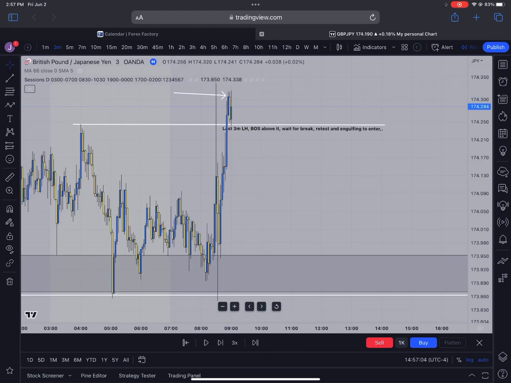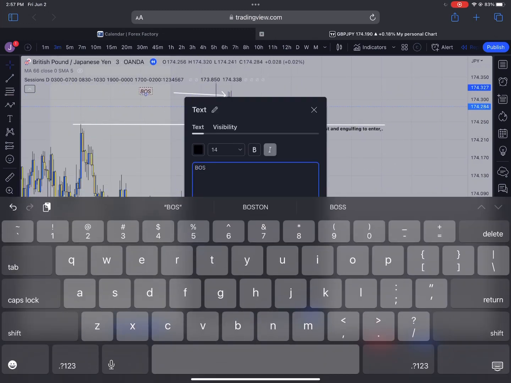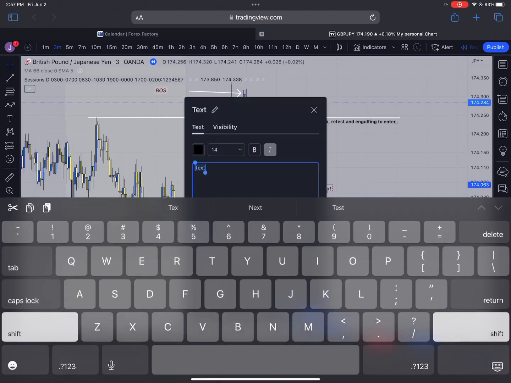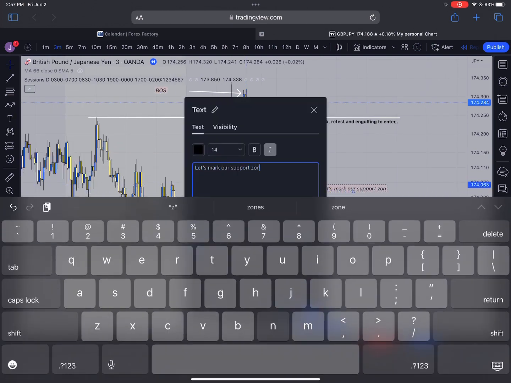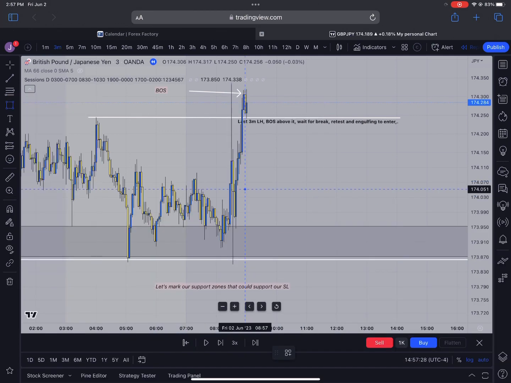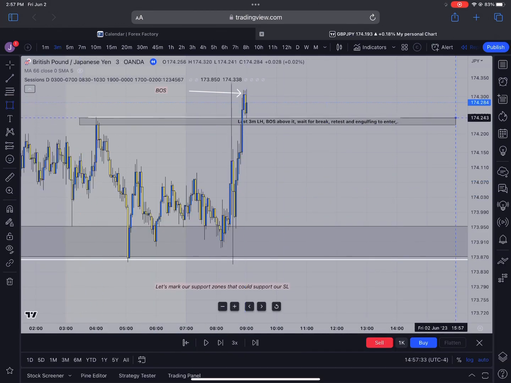Now you can see that we broke in the 3 minutes time frame the last lower high, so I want to see a retest and an engulfing candle to enter. But I want to see this happen in a 3 minute support zone to help me with my stop loss. This is the first support zone. This is the next one.